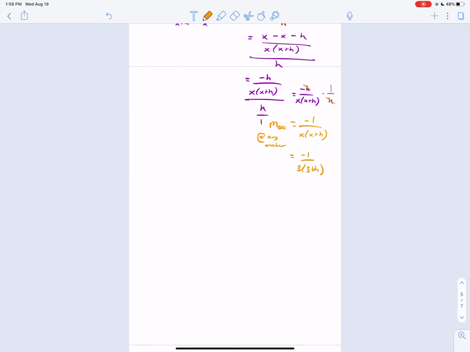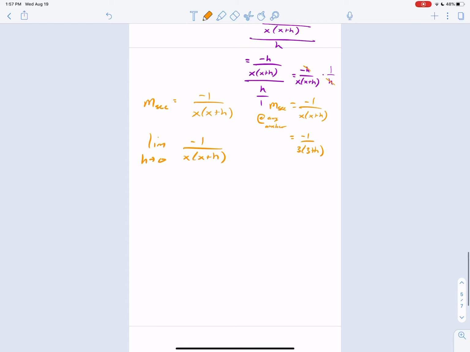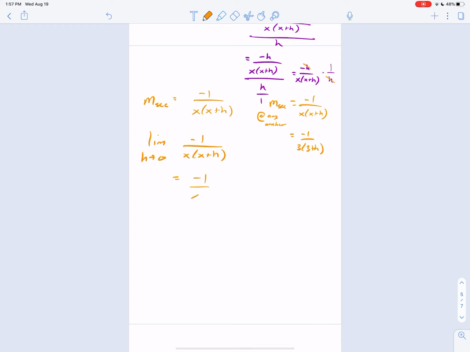Right? We haven't done any calculus yet. Let me write that out one more time. The slope of a secant line is negative 1 over x times x plus h. Now, if I apply some calculus here, what if I take the limit as h approaches 0 for this function right here? You guys were taught that when you're given a limit, you try to plug and chug right away. So if h is going to 0, I will get negative 1 over x squared.